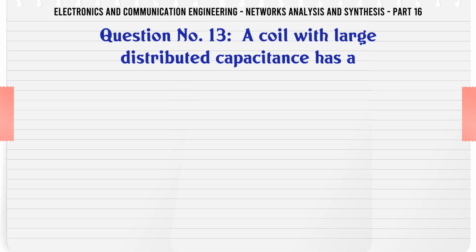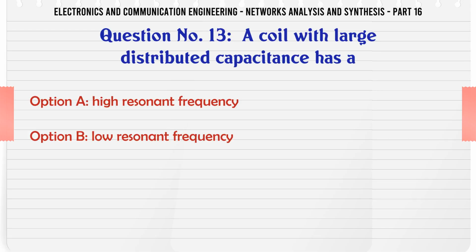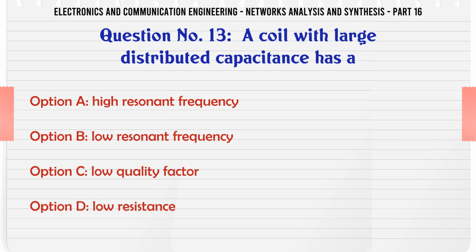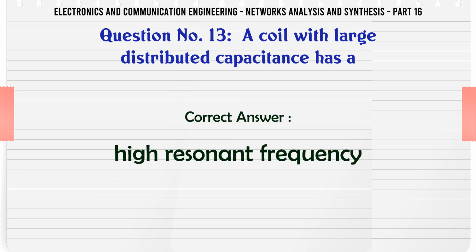A coil with large distributed capacitance has A high resonant frequency, B low resonant frequency, C low quality factor, D low resistance. The correct answer is high resonant frequency.